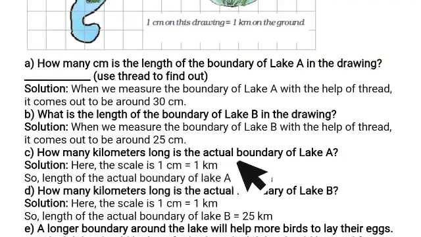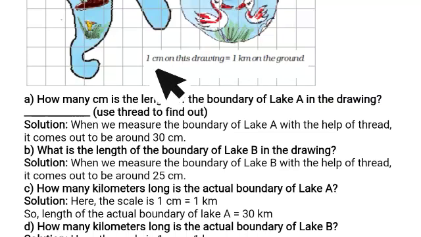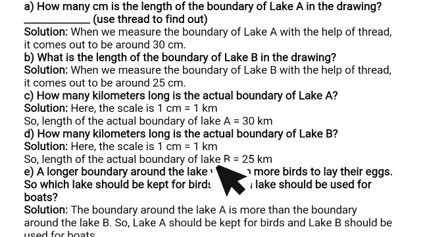How many kilometer long is the actual boundary of lake A? 1 centimeter in the drawing means 1 kilometer on the ground. So it is 30 centimeter in the drawing, which means 30 kilometer on the ground. What is the actual boundary of lake B? By thread we got 25 centimeter, right? So 1 centimeter on the drawing means 1 kilometer on the ground. It means lake B is 25 kilometer.